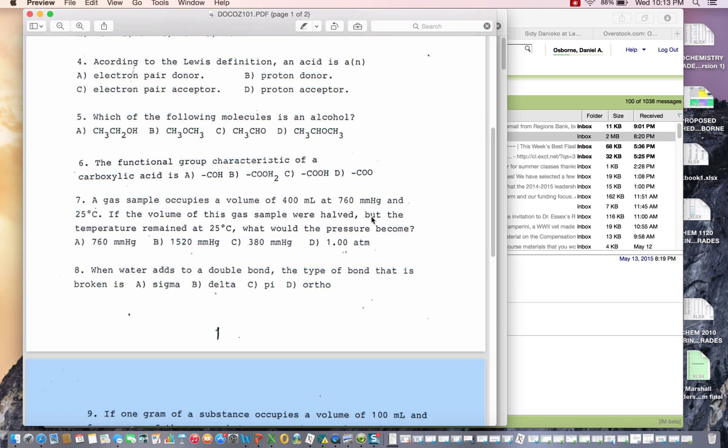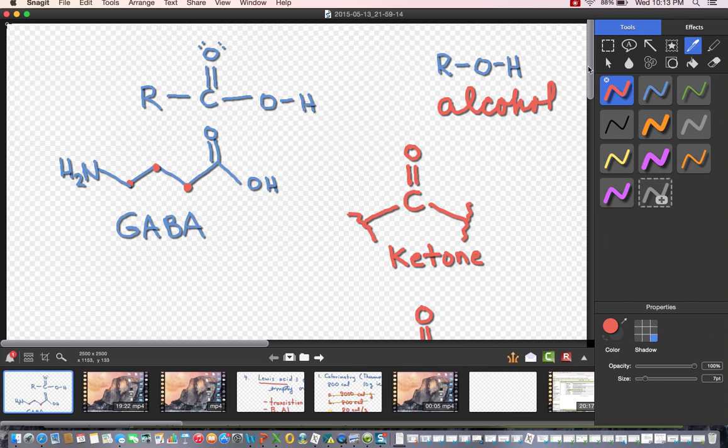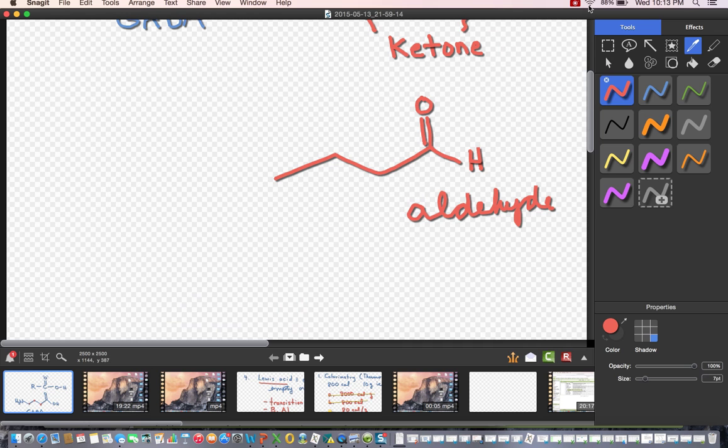Let's look at number 7. We have a gas sample that occupies a volume of 400 milliliters at 760 millimeters of mercury and 25 degrees Celsius. The volume of the gas is decreased by a factor of 2. The temperature remains at 25 degrees Celsius. What will the pressure become? Look, you can do combined gas law on this, and let's just go ahead and do this the long way, and then I'm going to show you the shortcut version of doing this as well.